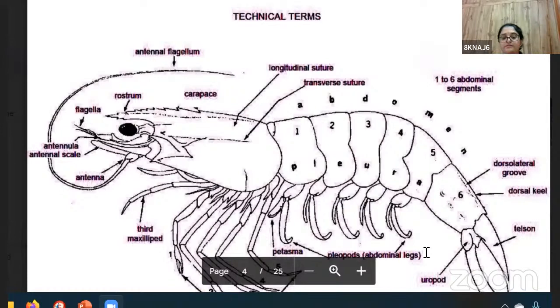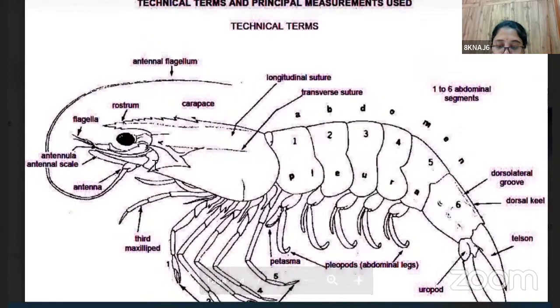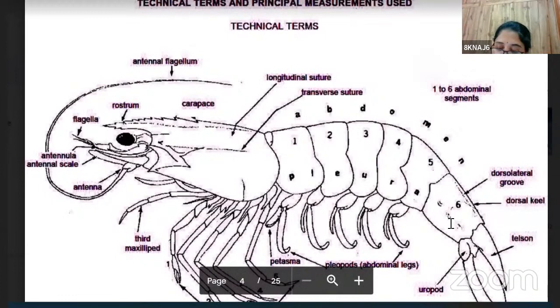Each abdominal segment has pleopods, or swimmerets. Among the external apertures, there is a mouth, an anus, renal apertures, and openings of the statocysts, and then the female genital apertures and the male genital apertures.